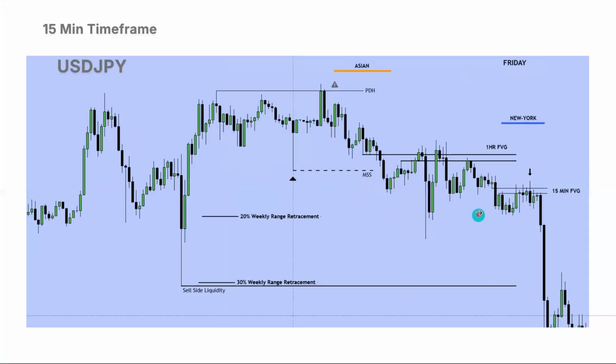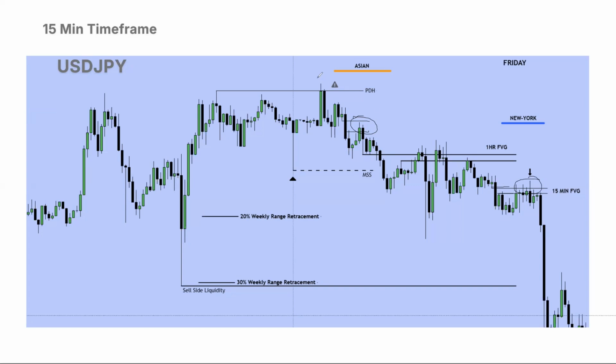A more conservative method is to identify a 15-minute fair value gap at any of the relevant ICT Kill Zones. Now, if you look at the Asian Kill Zone, you would see what? A fair value gap here. You could use this for a sell, right? And if you look at the New York Kill Zone, you could see what? A 15-minute fair value gap. You could use this what? For a sell. This is more conservative.